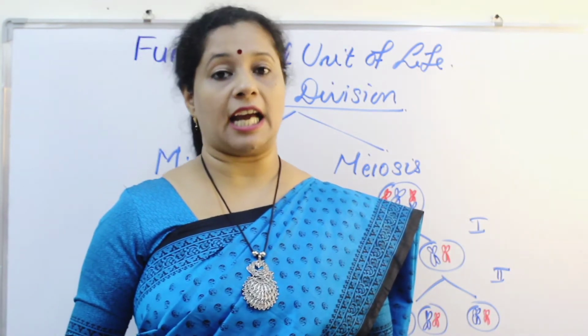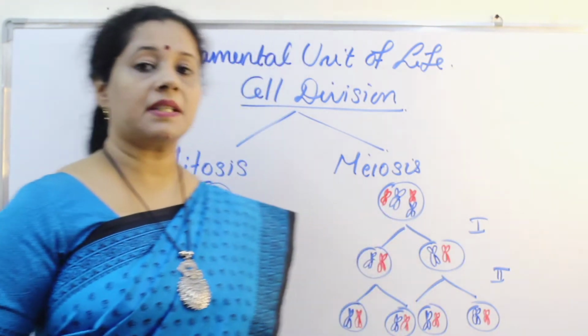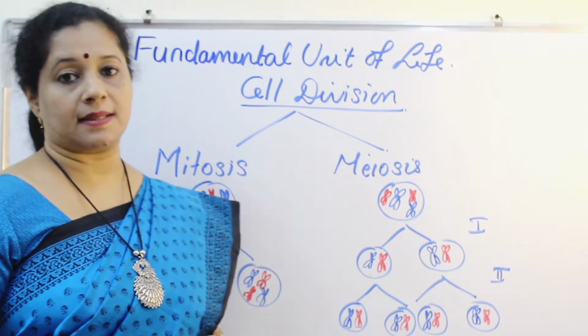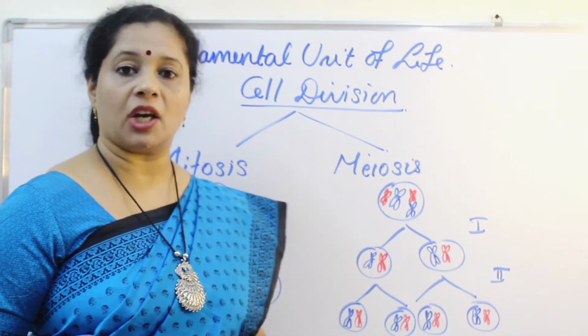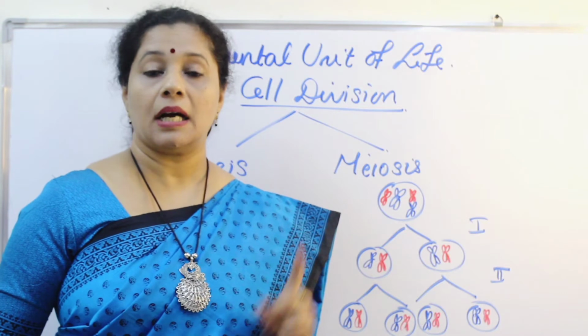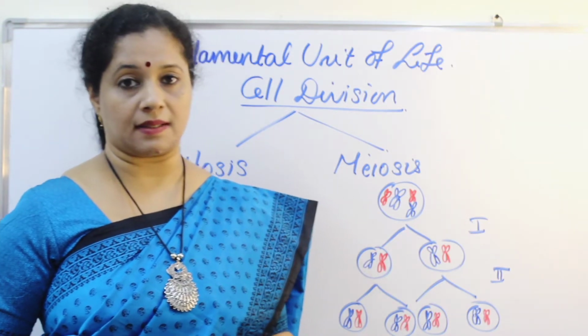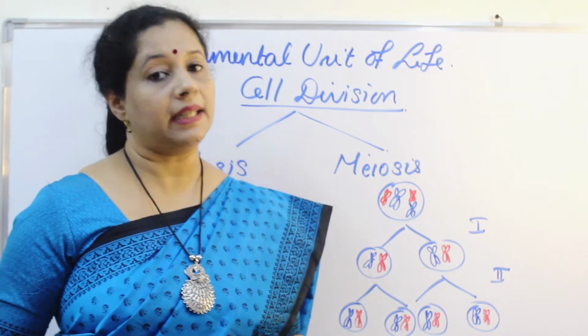Basically, cell division can be of two types. The first type is called the mitosis. The second is called the meiosis. Okay, which are they? Mitosis and meiosis. Now let us see how are they different.